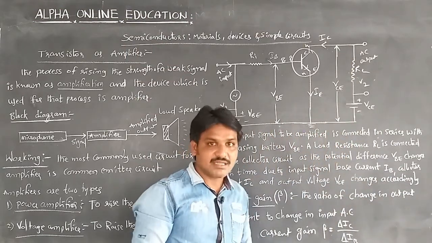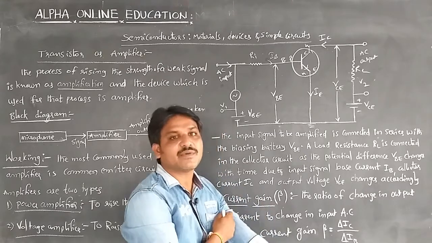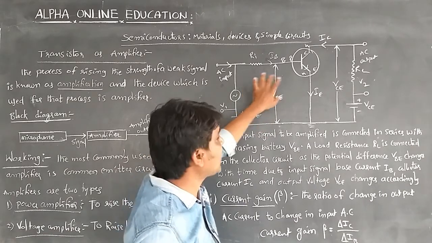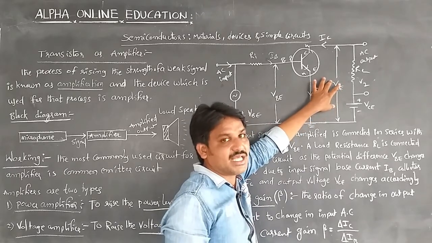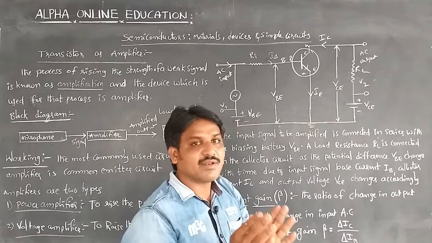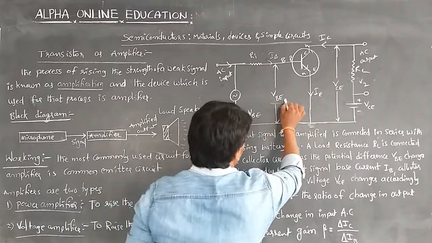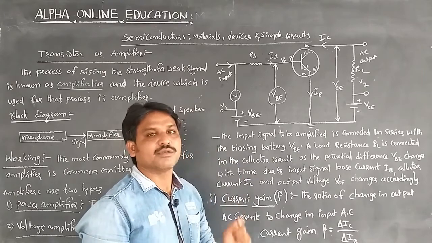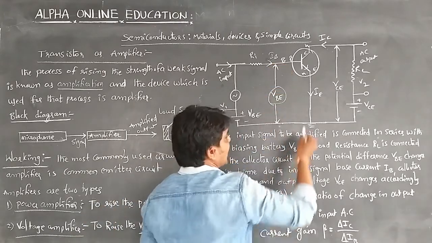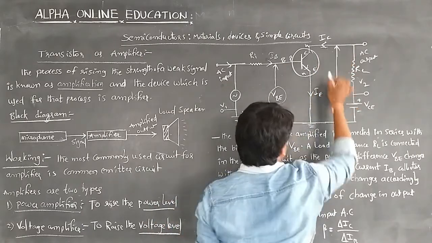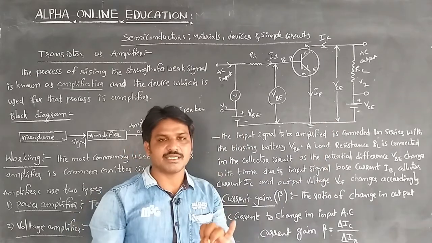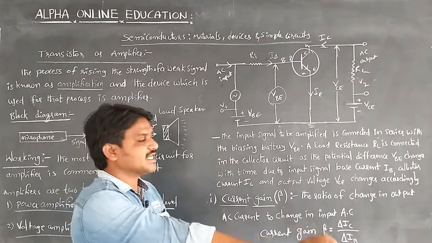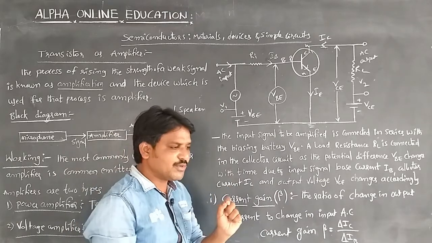When the transistor is in the active region, the base emitter junction, the primary circuit, is in forward bias, and the collector emitter junction, the secondary circuit, is in reverse bias. Then only will the transistor be in the active region. So whenever VBE, the potential difference between the base and emitter, changes, the base current, collector current and the potential difference between collector and emitter change accordingly, so that the signal can be amplified.